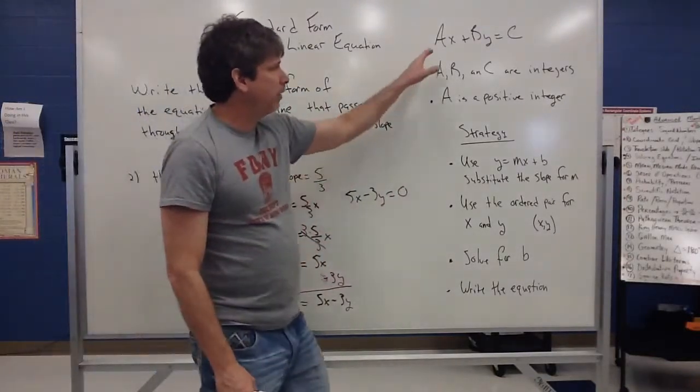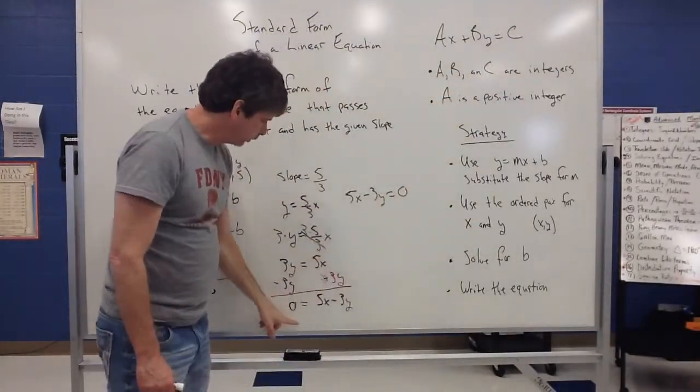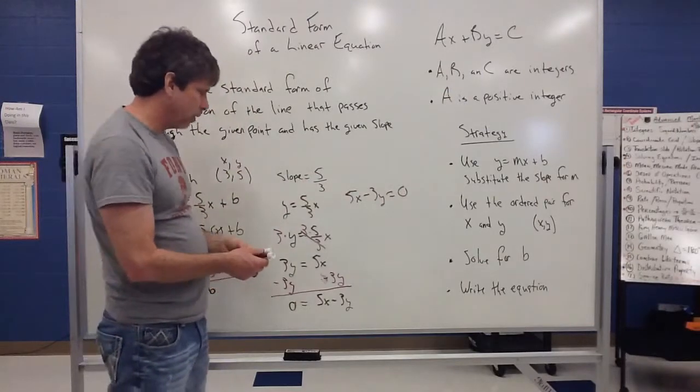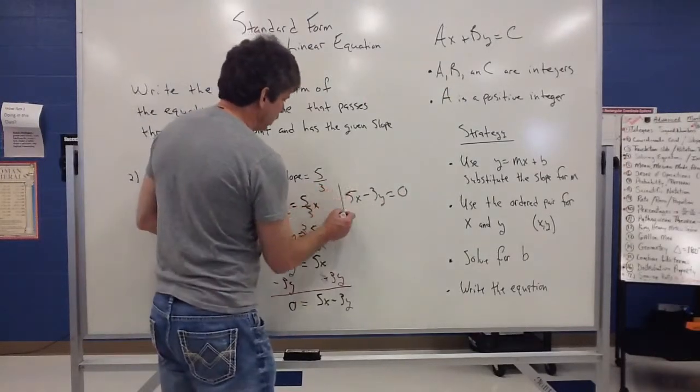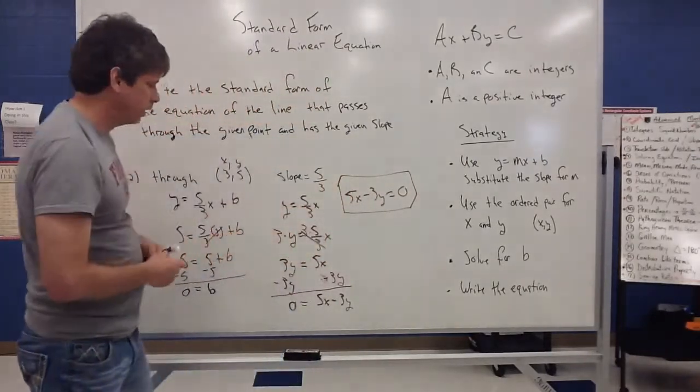Again, we usually like to have the x and y on the left side and the constant on the other side. So we can just swing that around and rewrite that as 5x minus 3y is equal to 0. So that would be what we would call standard form.